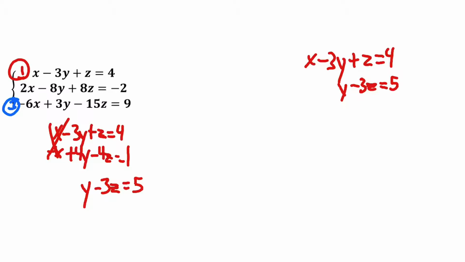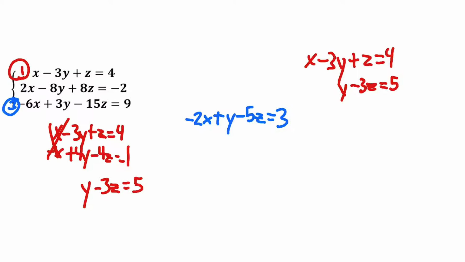sense. So, first thing I'm going to do is write number 3, but I'm going to divide everything by the number 3, because 6, 3, 15, and 9 are all multiples of 3. So I'm now going to write negative 2x plus y minus 5z equals 3.